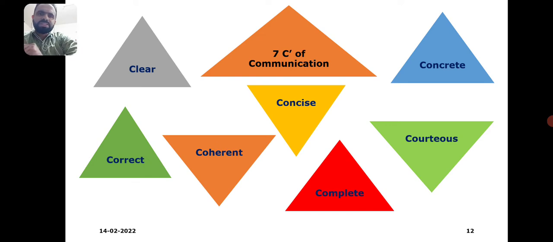So it will reach, it will multiply, it will reach hundreds, thousands of people. So because nobody bothers about whether it's correct or not. So always and always, at least from today onwards, see that the information you share is correct.